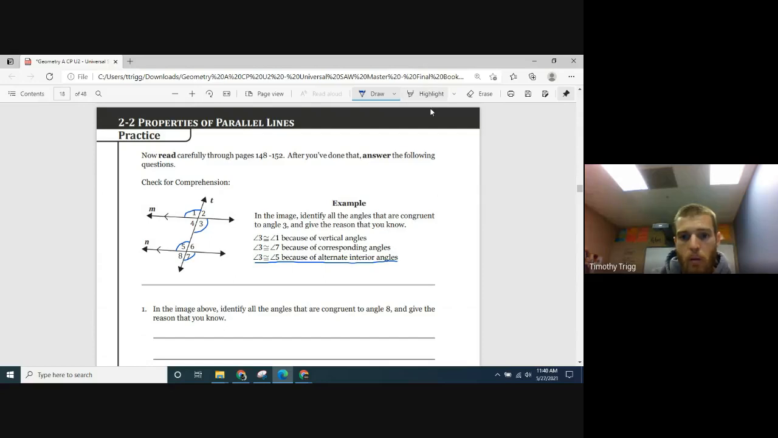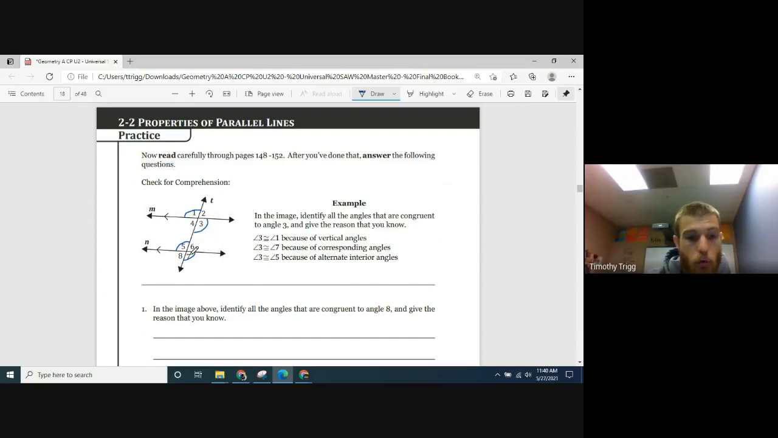Alternate interior angles, by the way, when you have parallel lines, are always congruent. This will come into play a lot. I know this might seem like a lot right now, but it'll be important to know. So pay close attention here. That's why I'm taking a lot of time here.